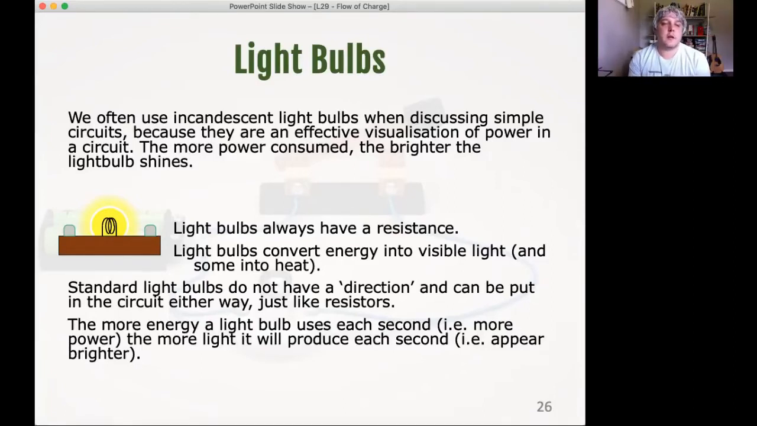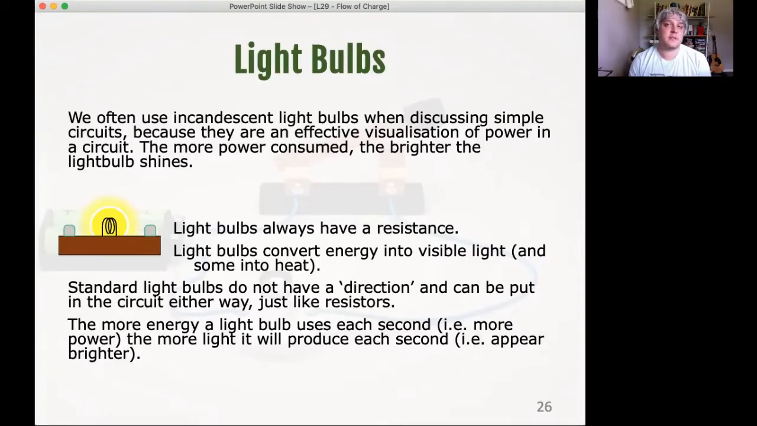Those style of light bulbs are very useful because the greater the power being used by the bulb, the greater the energy per second being converted by the bulb into light, the brighter the bulb will look. And so you can use a light bulb as a very simple visual gauge of how much power is being used. If you have two identical light bulbs and one is shining brighter than the other, that means that light bulb is using more energy per second than the one that's a bit dimmer. And so light bulbs are this great tool for us to put into two identical circuits and see which one is using more power.